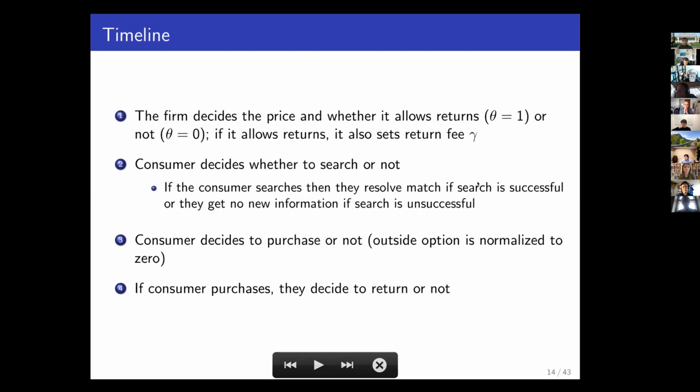The consumer decides whether to search or not. If the consumer searches, then they resolve the match if the search is successful, or they get no new information if the search is unsuccessful. Based on that, they decide whether to purchase or not, and the outside option is normalized to 0. If the consumer purchases, they decide whether to return the product after they get it. And if they don't find a match, they want to return it if returns are allowed.